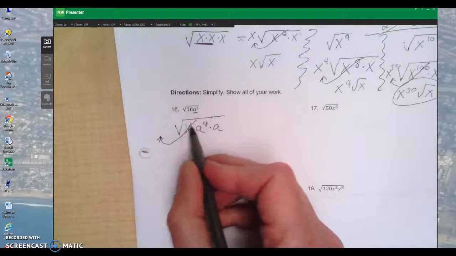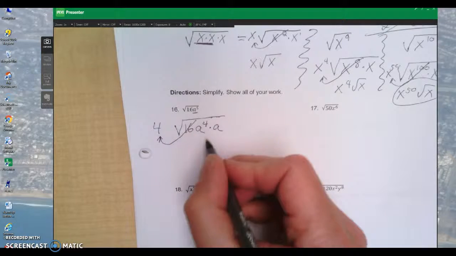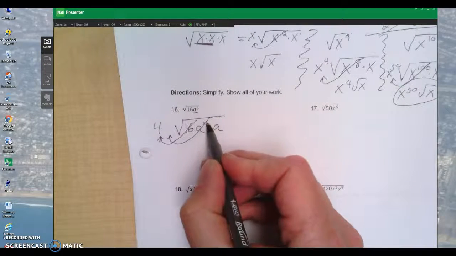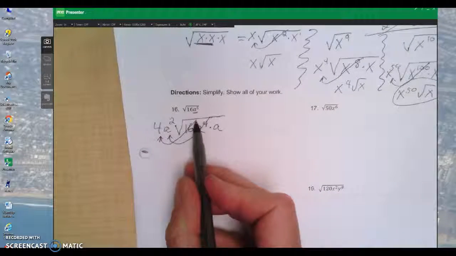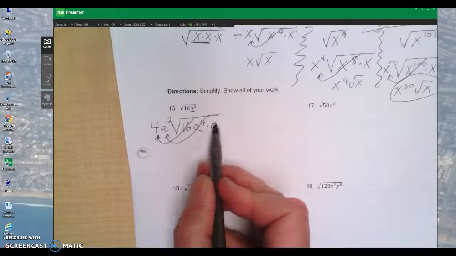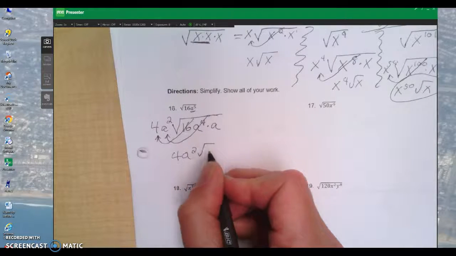Remember, this is a number that you're taking the square root of. The square root of 16 is 4. A to the 4th is a perfect square. All you do when it's a power is cut it in half. A squared. So 16's square root is 4. A to the 4th square root is a squared. And then this little sucker stays put. 4a squared radical a.